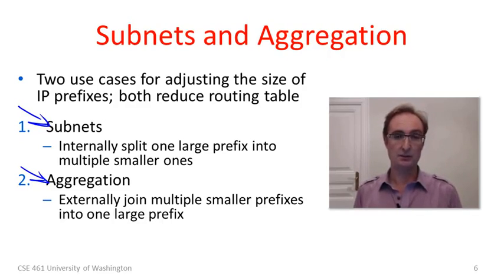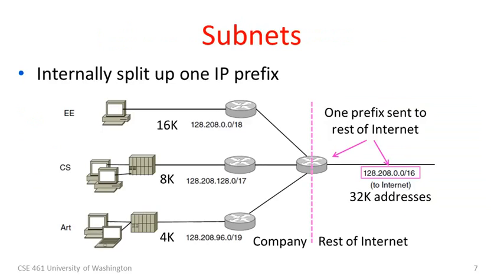So in subnets, when we have an address, we're going to internally split one prefix into multiple smaller prefixes. With aggregation, when inside our network we have several prefixes, we're going to join these smaller prefixes into one large address that we can announce externally. So let's see those ideas in a little more detail.